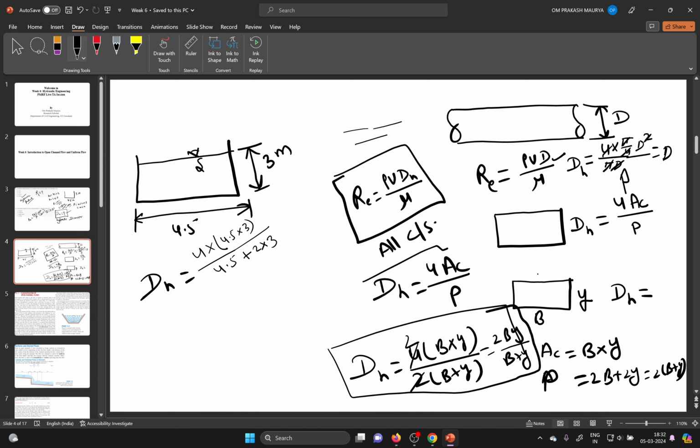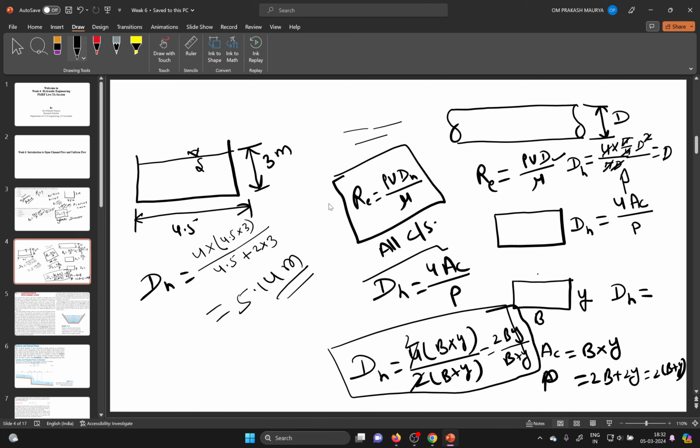Now let me calculate. 4 into 4.5 into 3, divided by 4.5 plus 2 into 3. Okay, how much do you get? 5.14, yes sir. Okay, 5.14. So this is that.